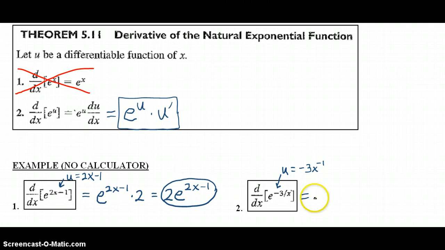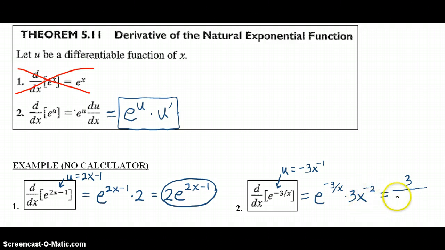So the derivative with respect to x of e to the negative 3 over x power is e to the negative 3 over x power times u prime, which, using that power rule I had mentioned, negative 3 times negative 1 is positive 3, and x drops down to the negative 2 power. Couple ways we could rewrite this. This is one big product, so I can write this as one fraction where 3 is in the numerator.